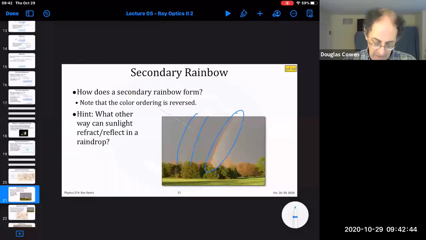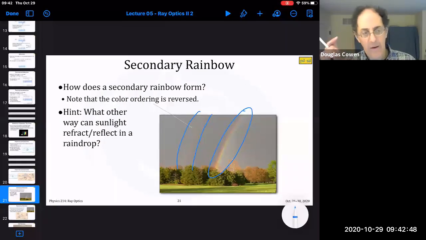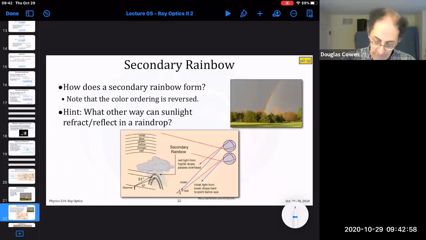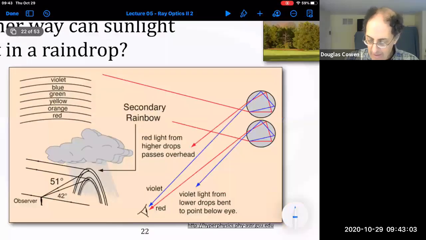So can we explain that? The way to understand it is to think, is there another way that light can bounce around inside of a raindrop and we can still see it? And the answer is yes. The light can go through, hitting basically a lower point on the raindrop, and then undergo two reflections inside. So it refracts, and then it reflects, and then it reflects again, and then it refracts coming out.